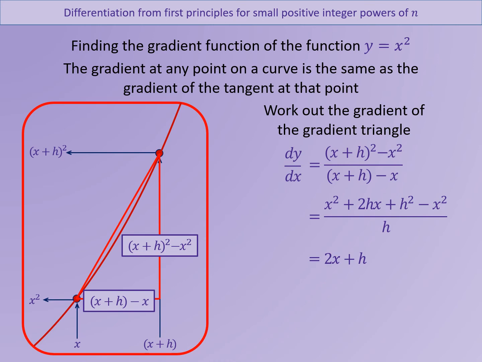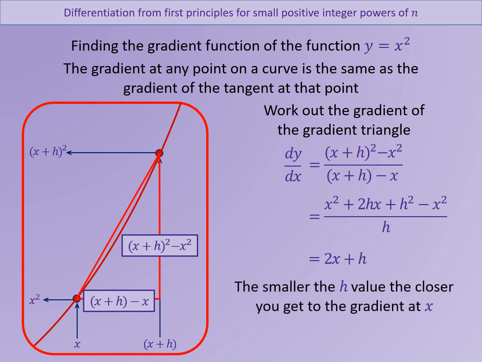But as we said earlier, the gradient of this chord, which I've now found, is not quite the same as the gradient of the tangent that I'm trying to find. So how do I resolve that problem? Well, what I do now is I look to see what happens as h gets smaller and smaller and smaller.